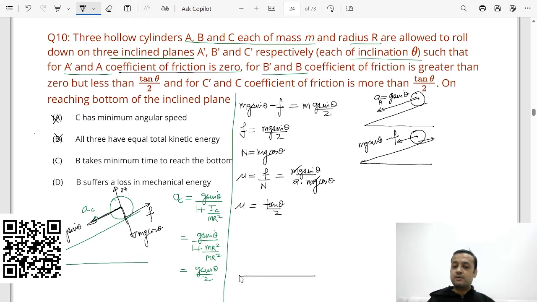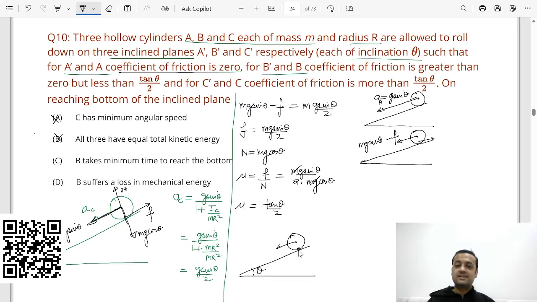like in situation C, what will happen? Friction is enough. Mu was greater than tan theta by 2. That means in situation C, pure rolling will happen. Now you might have been taught that in the case of pure rolling, friction certainly acts, but its work done is zero. Why? Because the bottom point is at instantaneous rest.